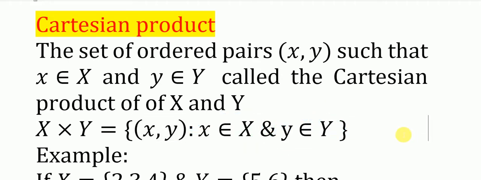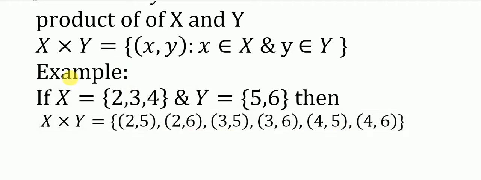So let us look at an example here. Let us take the set X equal to {2, 3, 4} and Y equal to {5, 6}. Then X cross Y, that is the Cartesian product, is given by the ordered pairs (2, 5), (2, 6), (3, 5), (3, 6), (4, 5) and (4, 6). This is an example of a Cartesian product.